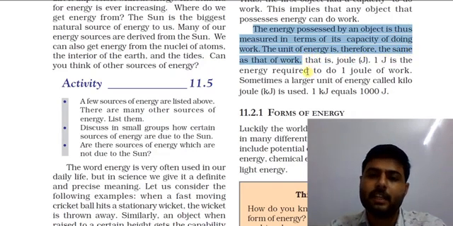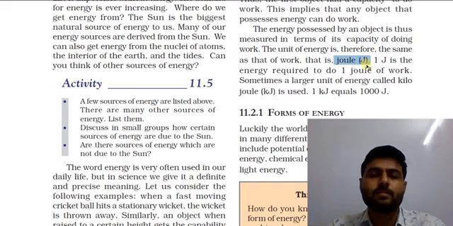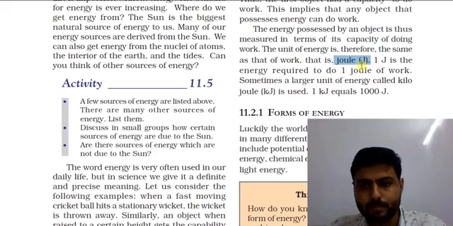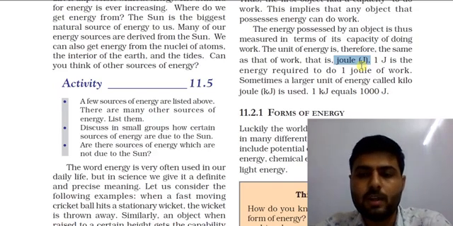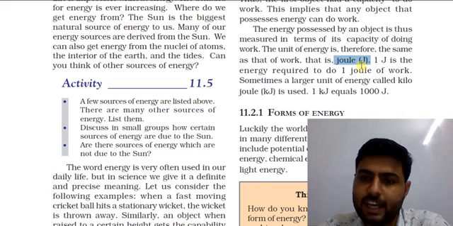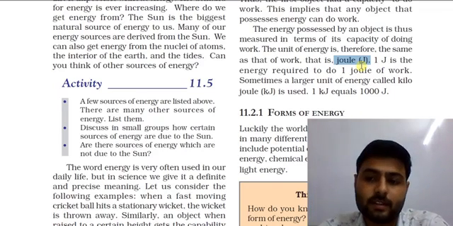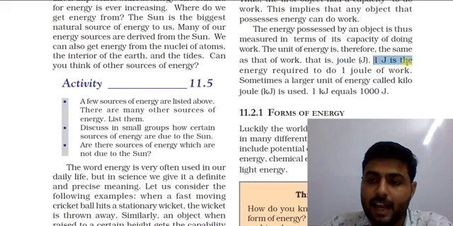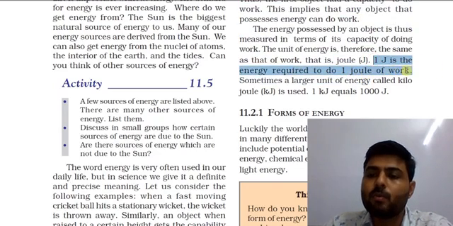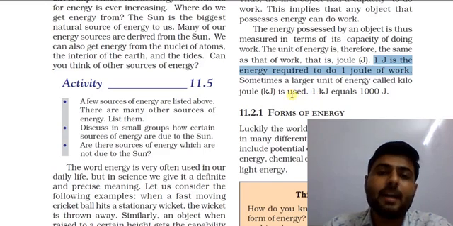And what is the SI unit of work? As we discussed at the start of the lecture, the SI unit of work is joule. Therefore, the SI unit of energy is also joule. We denote joule with a capital J. 1 joule is the energy required to do 1 joule of work, because energy is nothing but the capability of doing work.